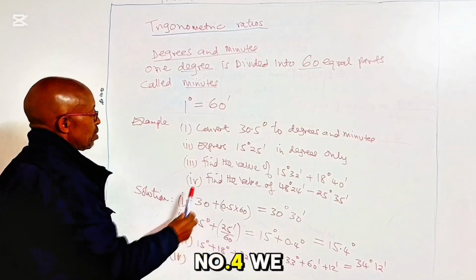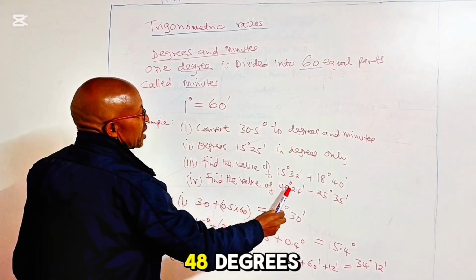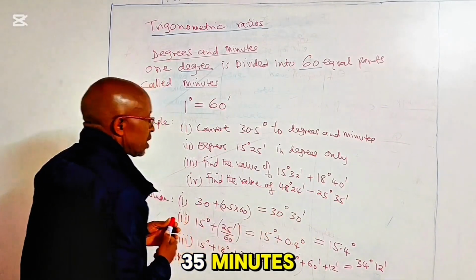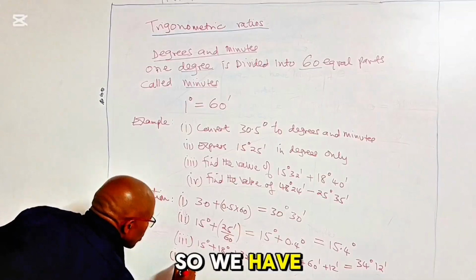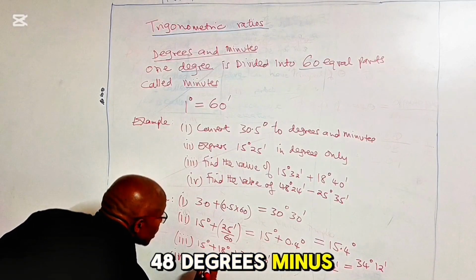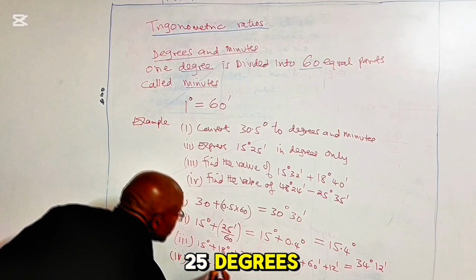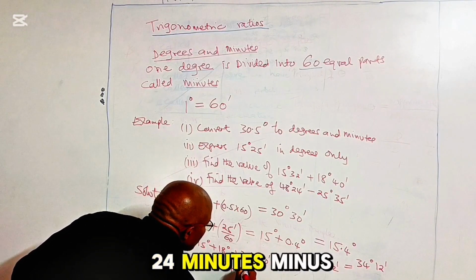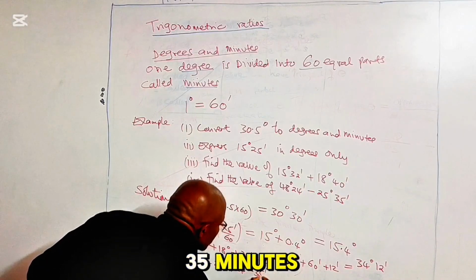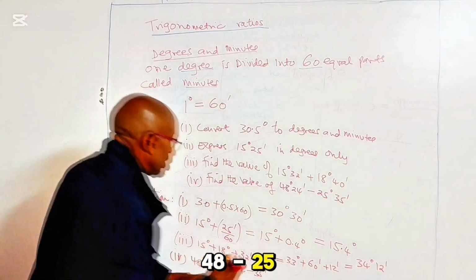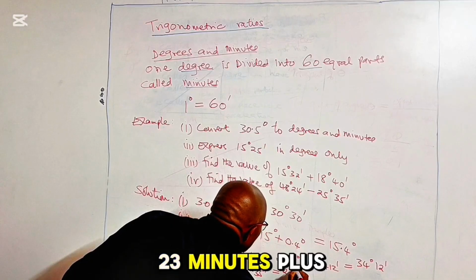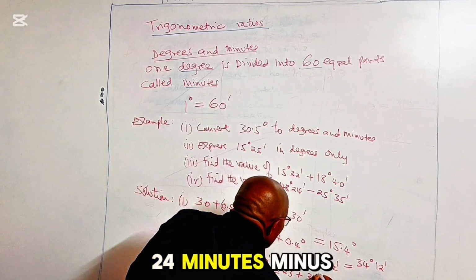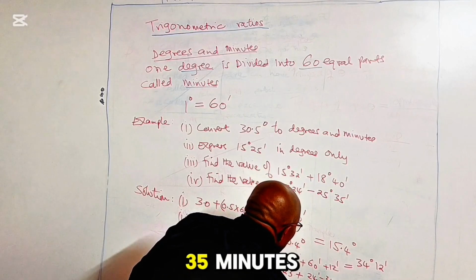Number 4, we have to find the value of 48 degrees, 24 minutes minus 25 degrees, 35 minutes. So we subtract the degrees first, so we have 48 degrees minus 25 degrees, then we have 24 minutes minus 35 minutes. 48 minus 25 gives us 23 degrees, plus now we have 24 minutes minus 35 minutes.